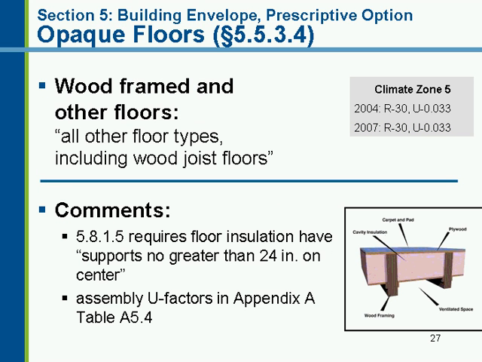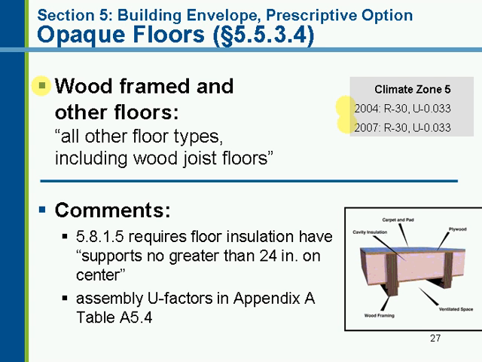The last floor category is wood frame floors, and this is wood joist floors, but all other floor types. Here, there's no change from 2007 for Climate Zone 5. The insulation requirements are R30.